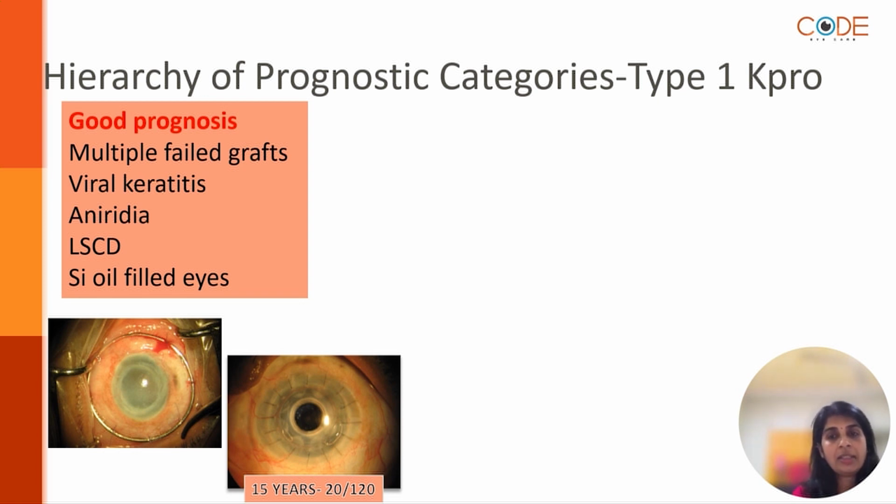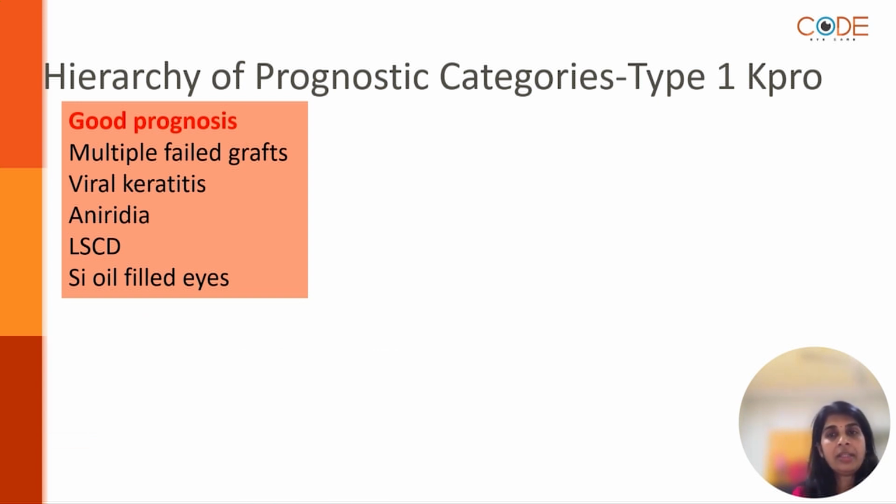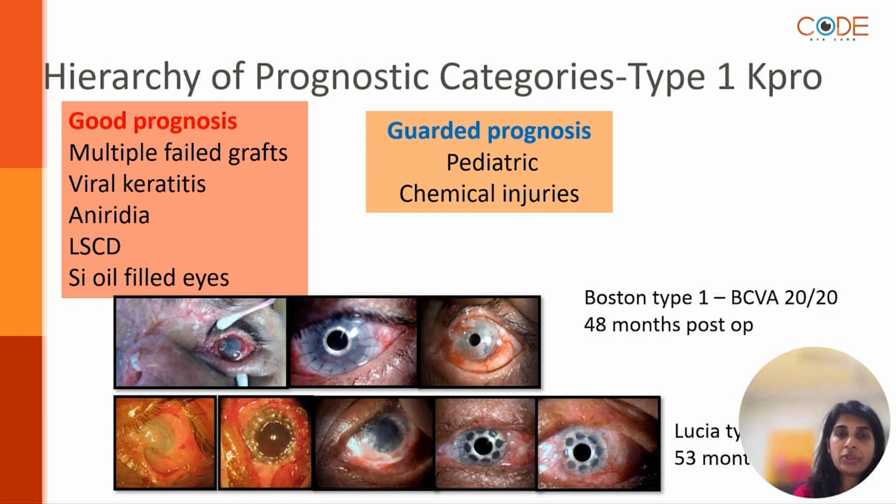As far as the type 1 K-Pros are concerned, there is a very distinct hierarchy of prognostic categories. The indications that have a very good prognosis include multiple failed grafts, viral keratitis, aniridia, limbal stem cell deficiency, and oil-filled eyes. The guarded prognosis includes the patients who have had chemical injuries, because these eyes are prone to developing corneal melts. And of course, you have the pediatric K-pros.